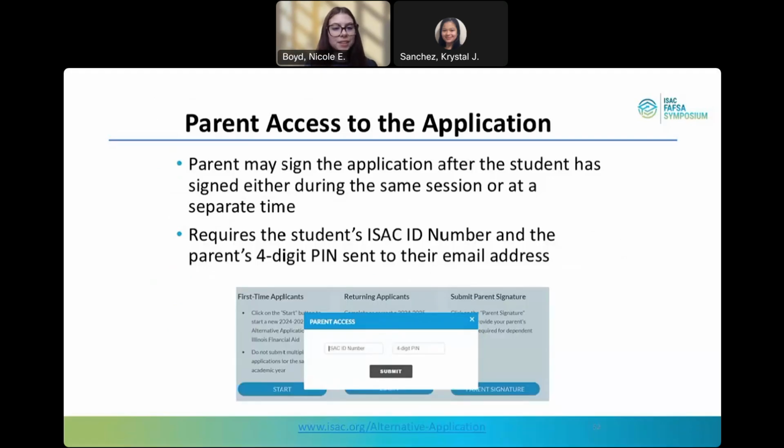Then for parent access to the application, the parent may sign the application after the student has signed it, either during the same session, or again, it can be saved and signed at a separate time. And it requires both the student's ISAC ID number and the parent's 4-digit PIN that's sent to their email address.